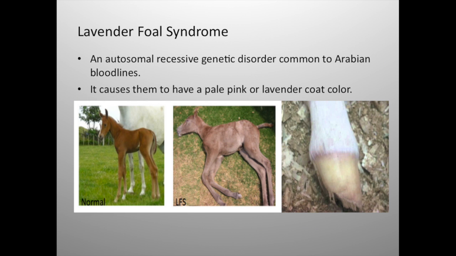An example of a recessive mutation is lavender foal syndrome, and this is common to Egyptian Arabian breeds. Their foals tend to have complications at birth and cannot stand. Their coat color is usually a pale pink, silver, or lavender, as you can see in the picture. Now we're going to watch a short video of the lavender foal syndrome showing how they have complications standing and their coat color.